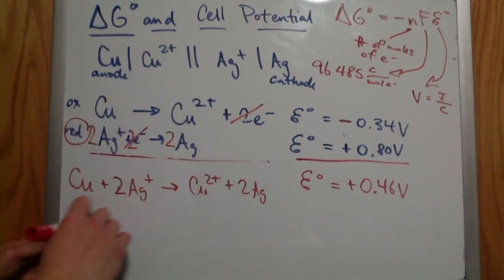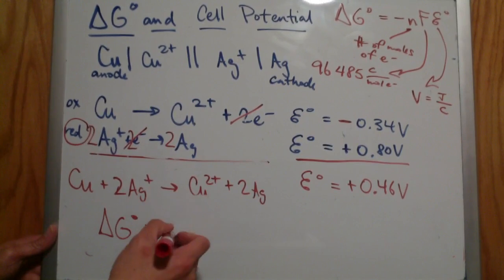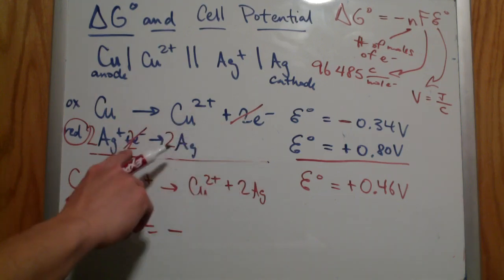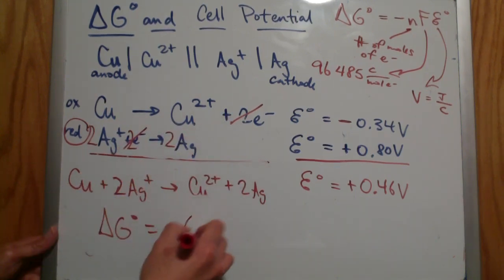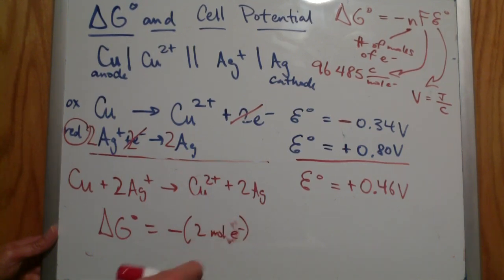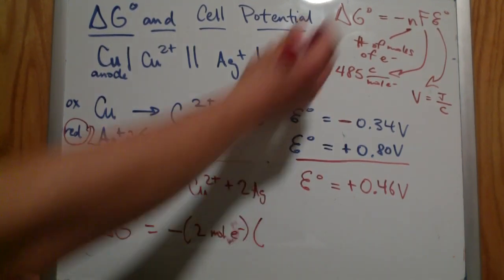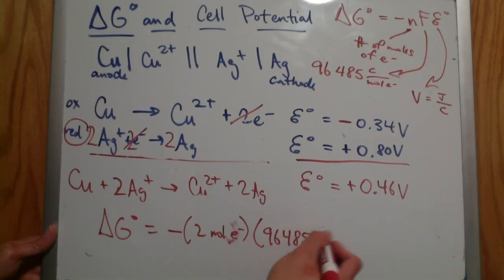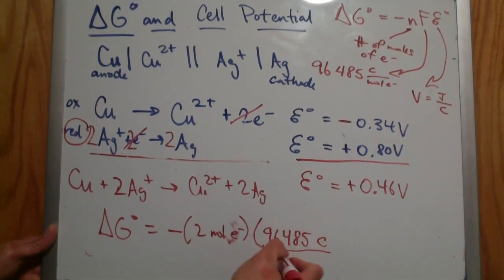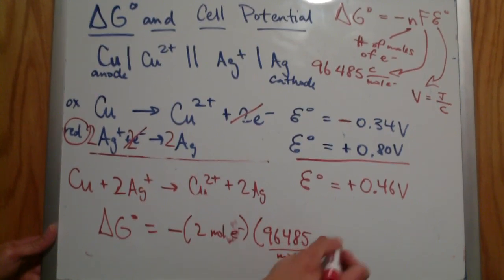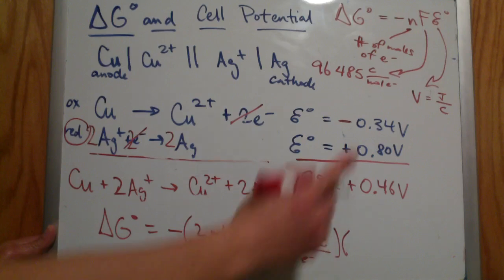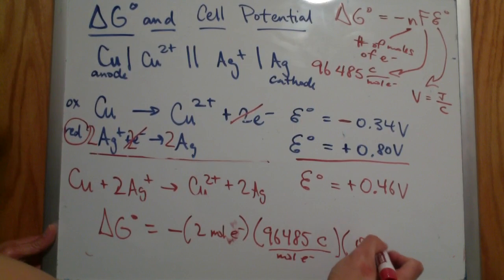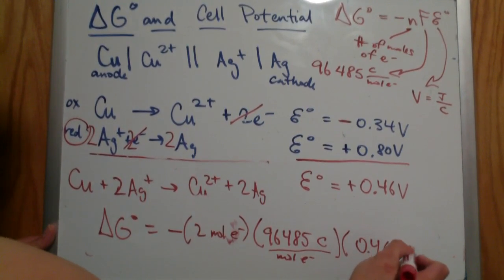So delta G equals negative n. So n is the number of moles of electrons. So when we balance the equation, we had 2 electrons here yesterday. So we're going to take 2 moles of electrons. We're going to multiply that times F, which is Faraday's constant, 96,485 coulombs per mole of electron, times the voltage, which is 0.46, and then joules per coulomb.